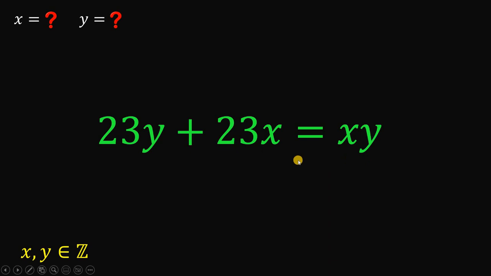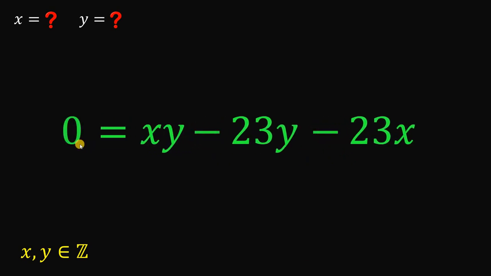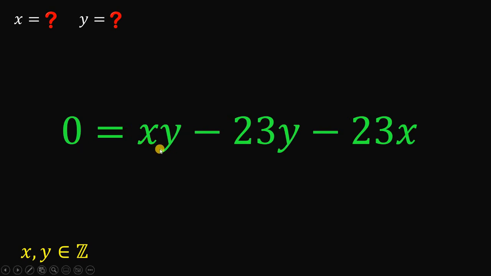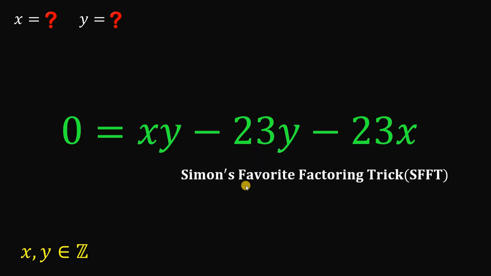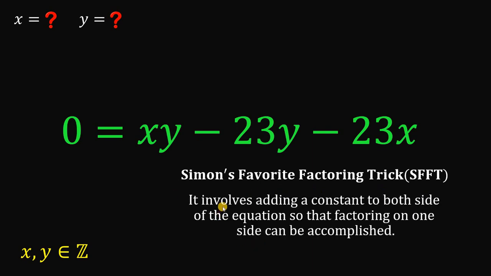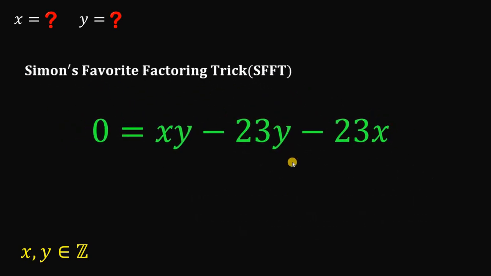Now, let's rearrange some terms a little bit. So we have 0 on the left side, and it must be equal to xy minus 23y minus 23x. Now, in order to answer this question, we will use this trick, which is Simon's Favorite Factoring Trick, also known as SFFT. How does this trick work? It involves adding a constant to both sides of the equation so that factoring on one side can be accomplished. So we will use this trick to solve for the values of x and y.